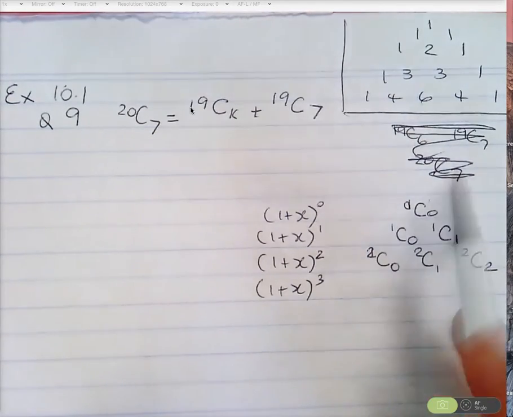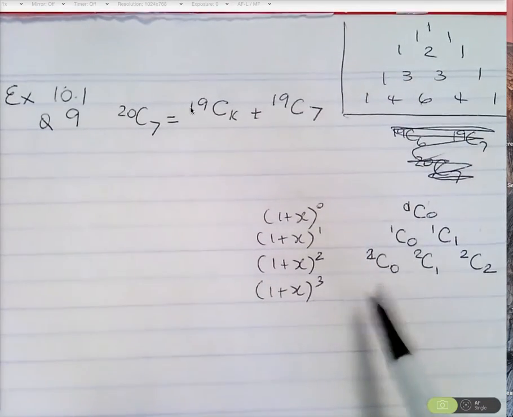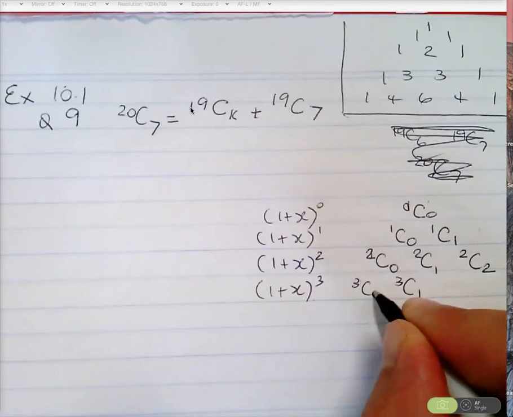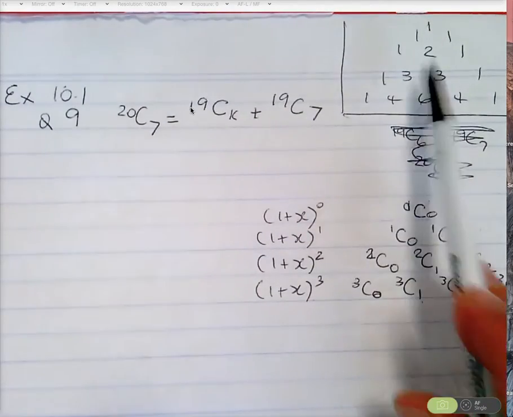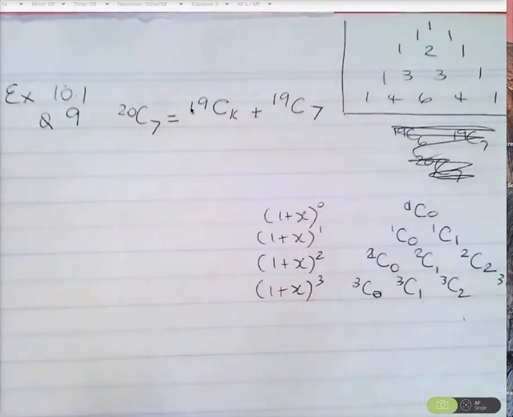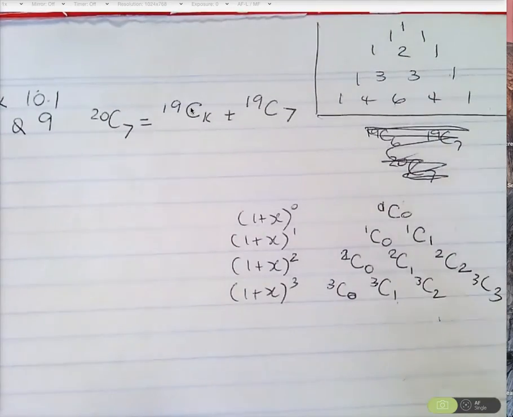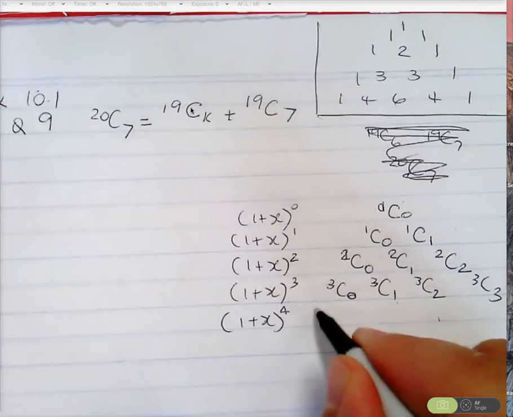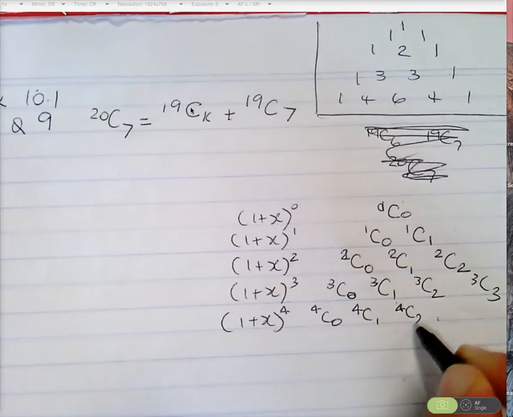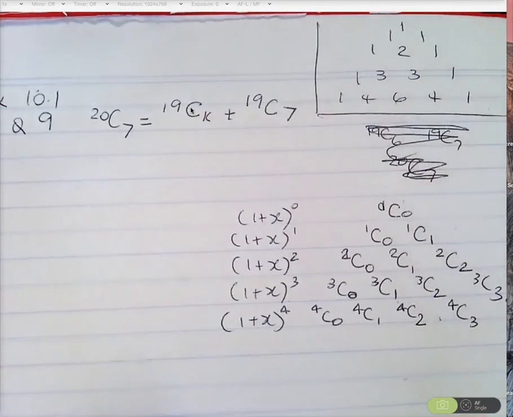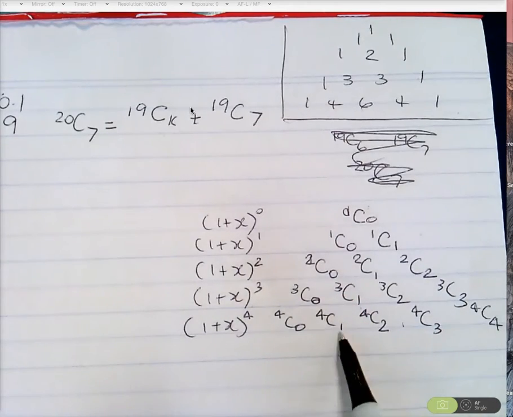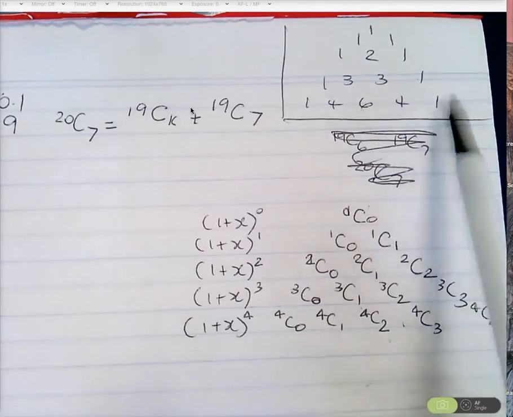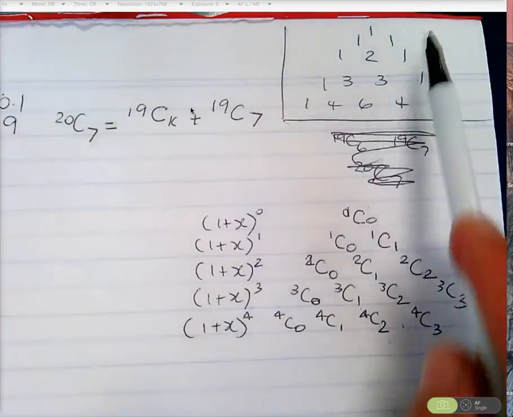The coefficients of this third expansion are 1, 3, 3, 1, if you were to expand 1 plus x cubed. And you write them as 3c0, 3c1, 3c2, 3c3. Now 3c0 equals 1. 3c1 equals 3. 3c2 equals 3, and 3c3 is equal to 1. What would be the next row? What's the first one? 4c0, 4c1, 4c2, 4c3, 4c4. Now, if you were to do those on the calculator, 4c0 is 1. Anything c0 is 1. 4c1 is 4. 4c2 is 6, 4c3 is 4, and 4c4 is 1. Do you remember these? So these are the same as those.